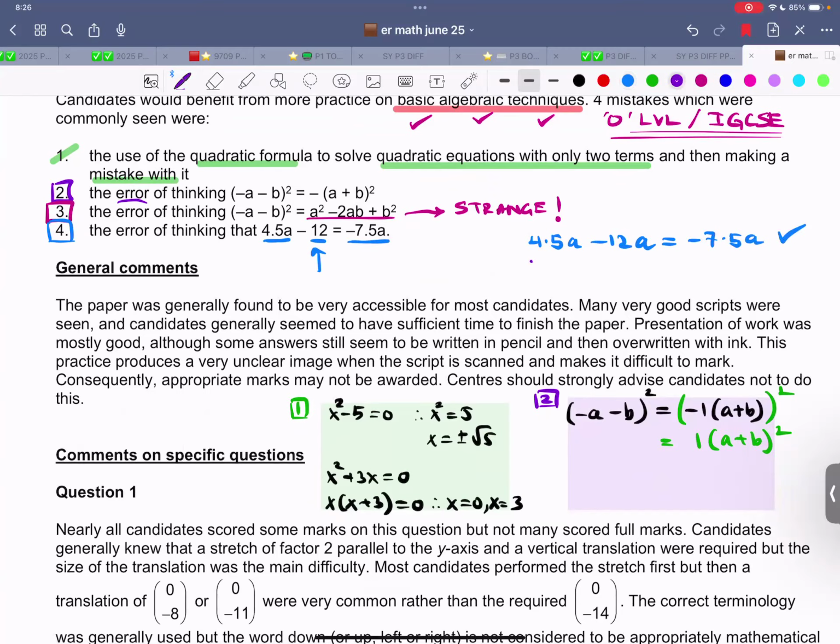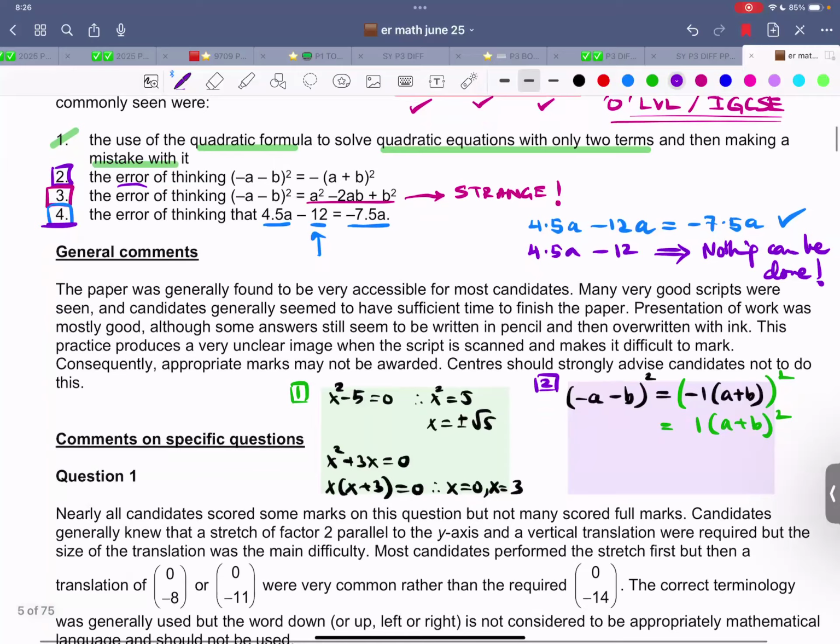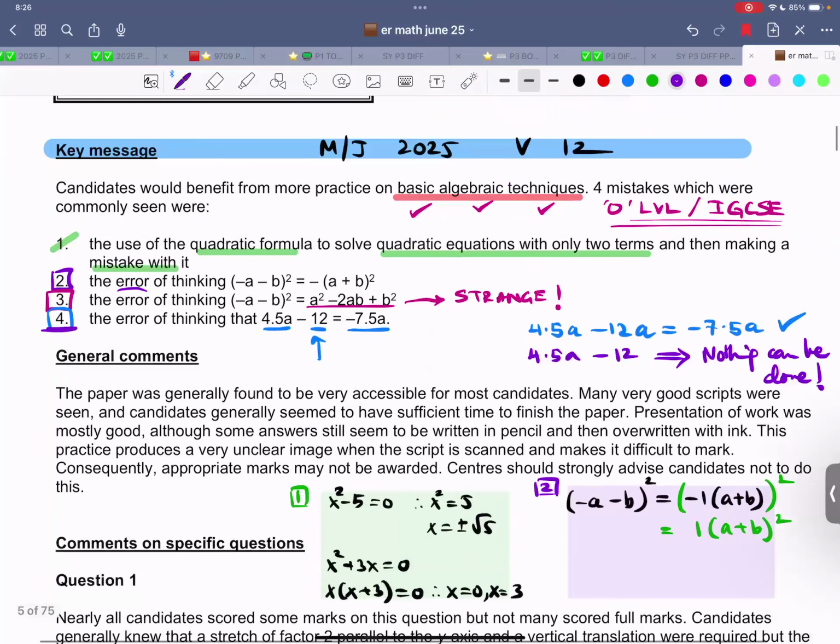But 4.5a minus 12, you cannot move ahead. There is nothing that can be done. Got the idea? So that is question number 4 over here. So now these are some of the things that the examiner is talking about.